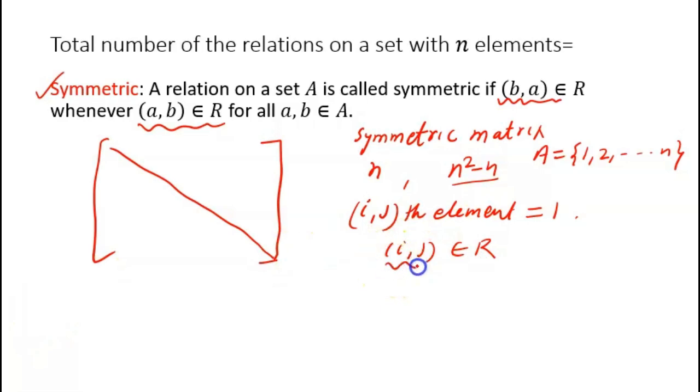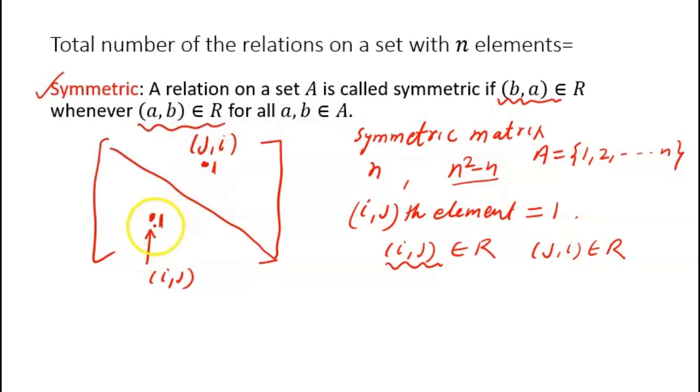So if i comma j is present in R, and if this relation is to be symmetric, j comma i should also be present in R, right? Suppose this position is the ith row, jth column, the i comma j position. Then if I take the symmetric position, which is the jth row and ith column, if this is 1, then this must be 1, right? If the i comma j element is present, then the j comma i element should also be present.